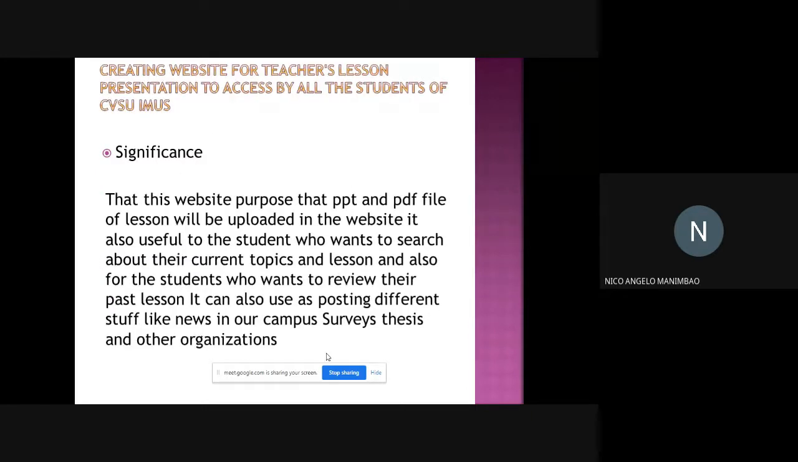Creating a website for teachers' lesson presentations, with an accessibility statement. Significance: this website proposes that PDF files of lessons will be uploaded to a website. It's also useful to students who want to search for their current topics and lessons, and to students who want to review their past lessons. They can also post different things like campus news, surveys, and other organizations.